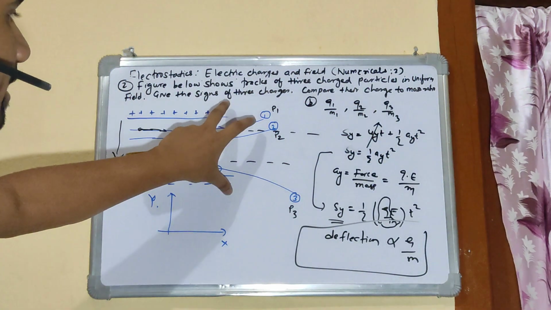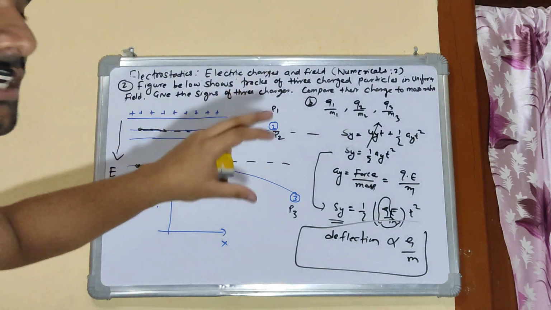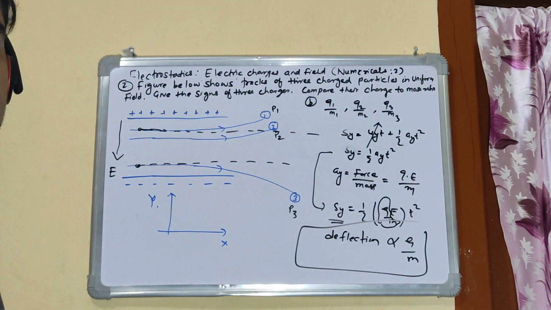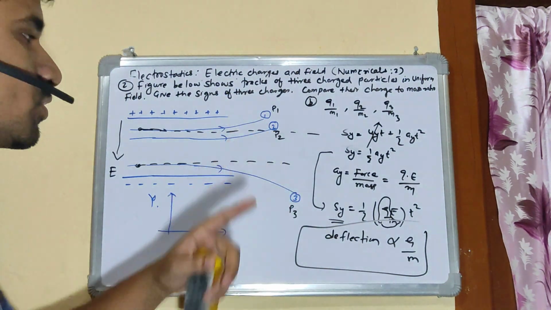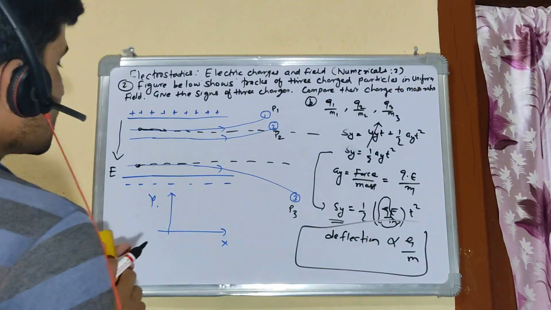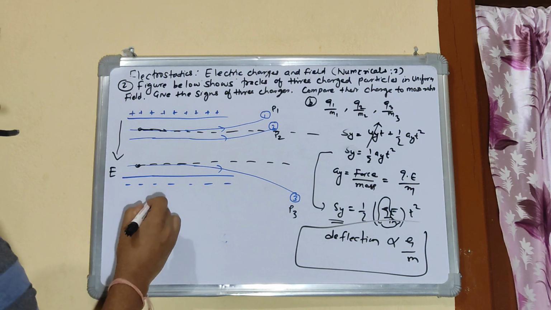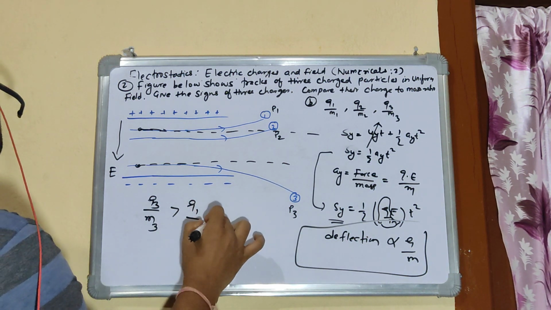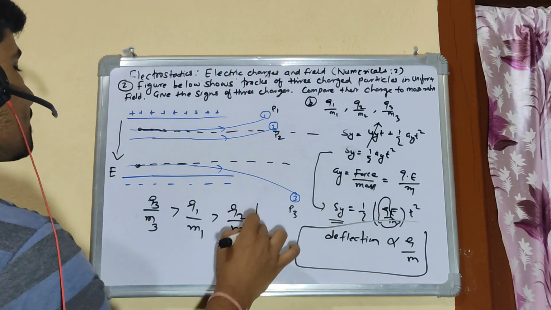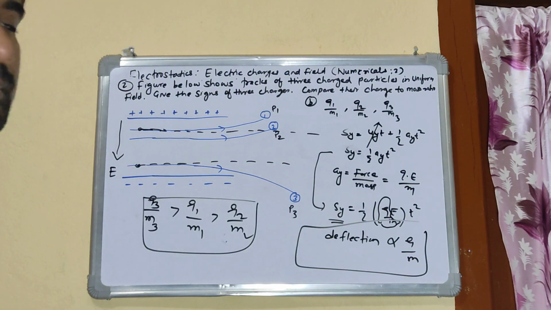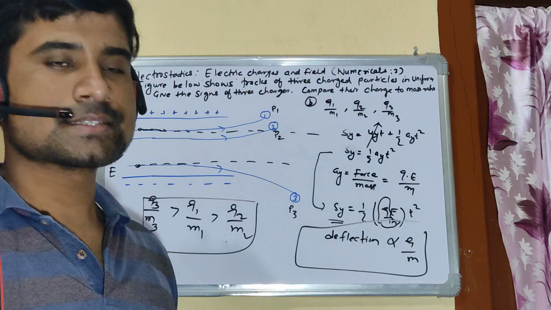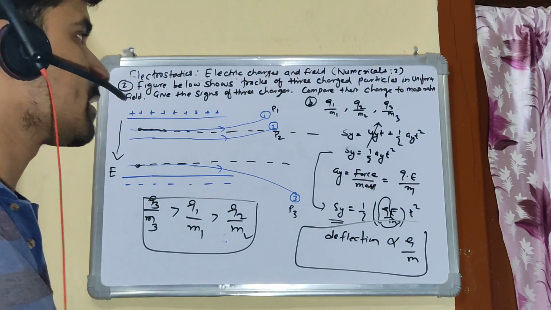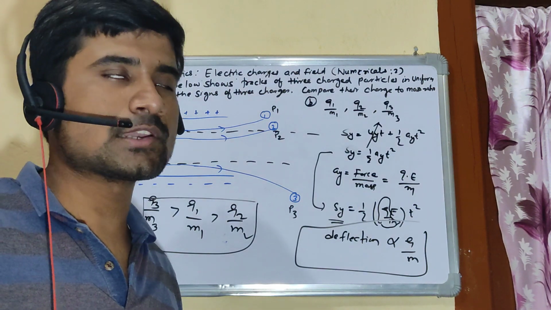Now can you tell me which one has the highest charge by mass ratio? You see the deflection of 3 is highest among all three, then it is for 1, then for 2. So can I write it like this: Q3 by M3 is greater than Q1 by M1, which is greater than Q2 by M2. Clear? So this is how to approach this particular problem. If you have any doubts, you can obviously post and I'll quickly look.